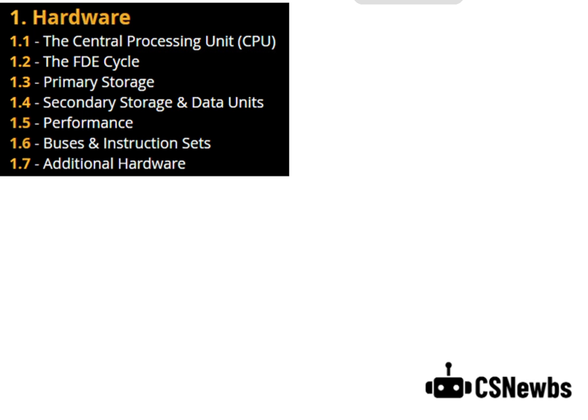This is a revision video all about section 1, which is hardware. So we'll be looking at 1.1, the central processing unit, all the way to 1.7 additional hardware.